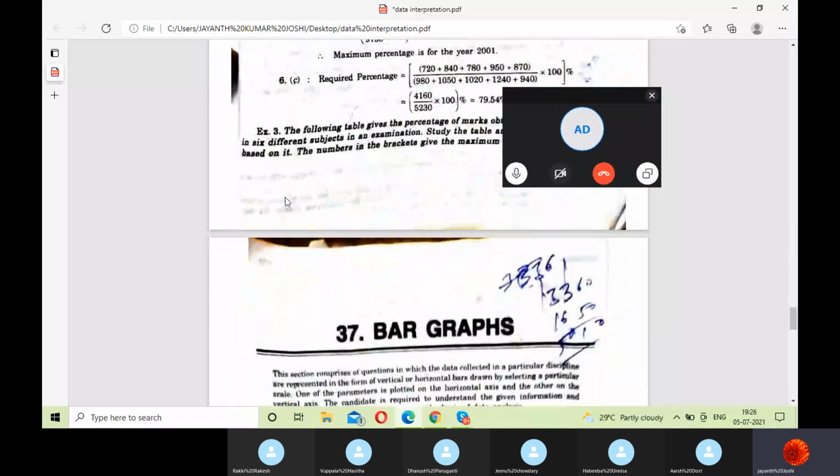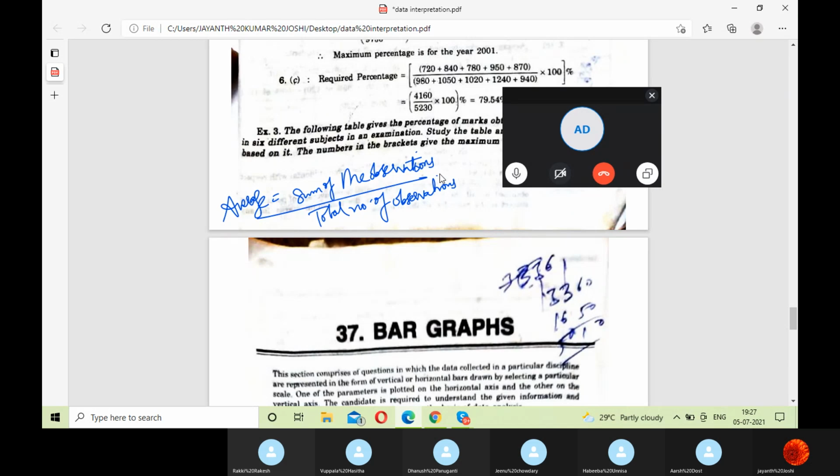So what is the formula for average? Average is the sum of the observations divided by the total number of observations. Suppose there are 5 students in the class, and the marks they have got are 10 out of 25, 12 out of 25, 15 out of 25, 17 out of 25, 20 out of 25. This is student 1, 2, 3, 4, 5, and I'm asking you the average marks of the class.